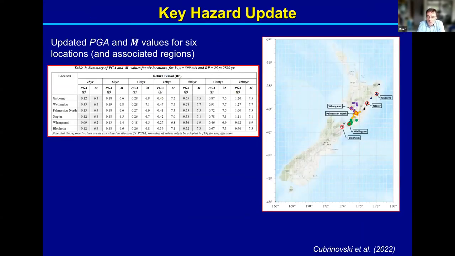Because the differences were significant, we decided that we have to update the hazard for these 6 locations. Furthermore, we decided that we need to update the hazard also for the adjacent areas. Pick up Wellington, for example. So this is the solid symbol for Wellington. It is green symbol encircled in red.